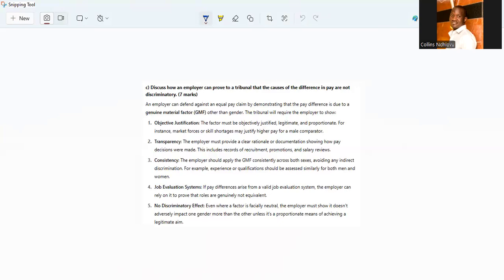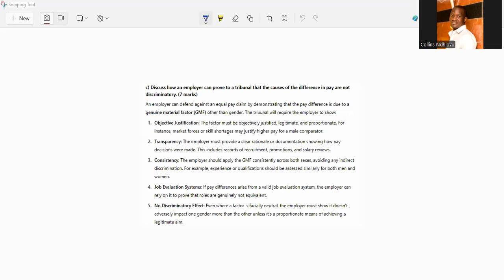The no discriminatory effect. Even if there are reasons that sound fair, the employer must check that they do not affect one gender more than the other. If they do, they must prove that this is the only fair way of achieving something important for the business. In law, this is called a proportionate means to a legitimate aim.